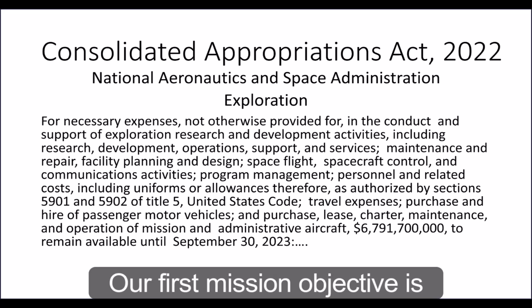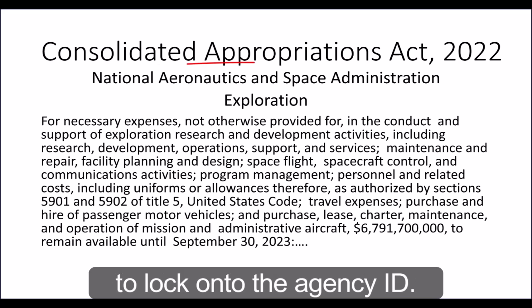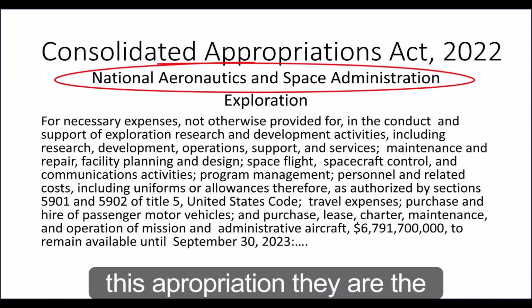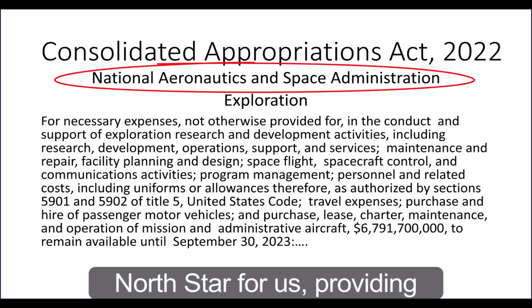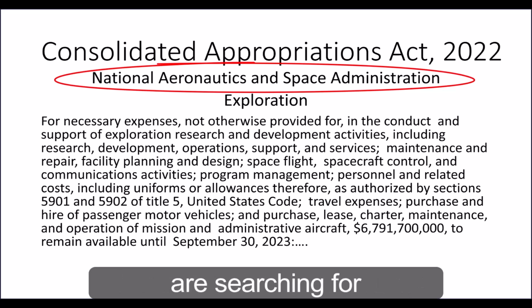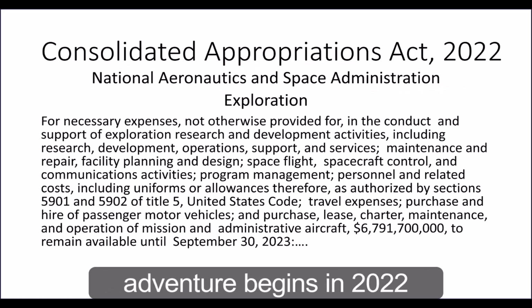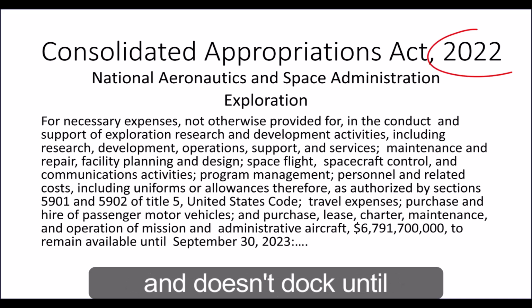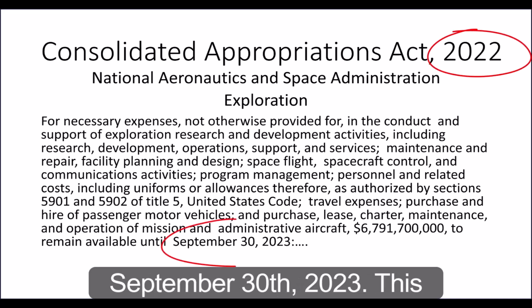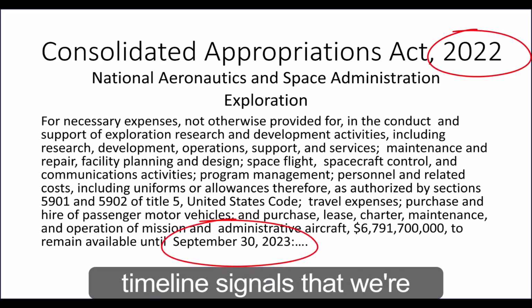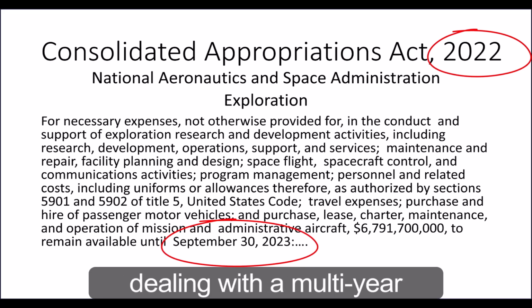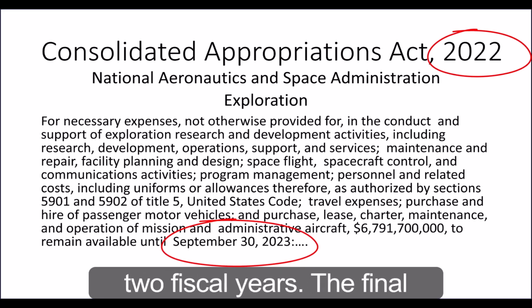Our first mission objective is to lock onto the agency ID. With NASA in control of this appropriation, they are the North Star for us, providing direction to the agency ID we are searching for. Next, we'll chart the period of availability. This fiscal adventure begins in 2022 and doesn't dock until September 30th, 2023. This timeline signals that we're dealing with a multi-year fund capable of fueling NASA's ambitions across 2 fiscal years.